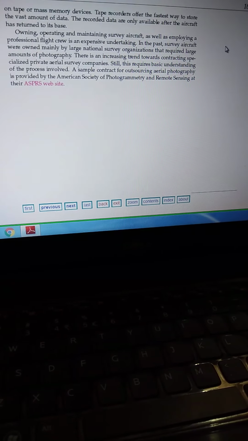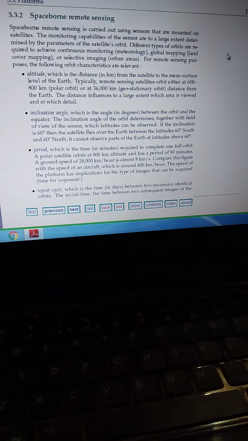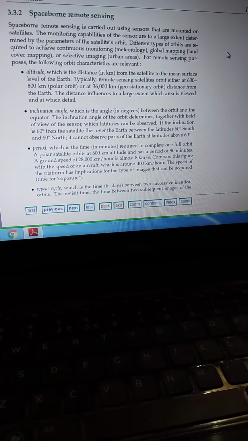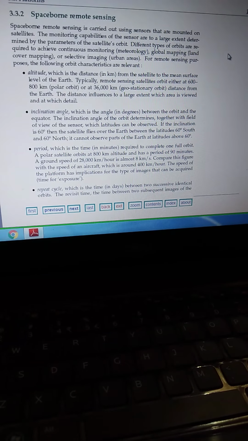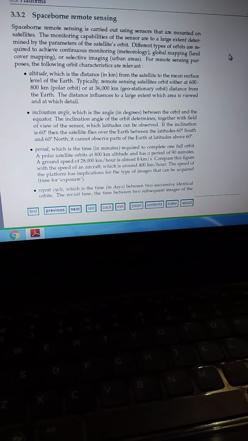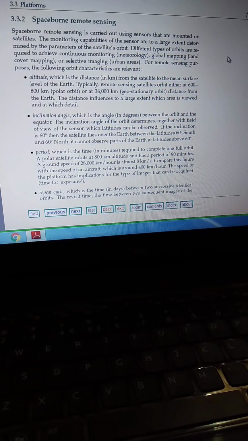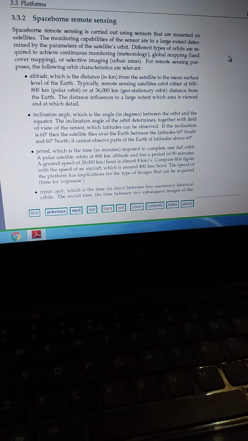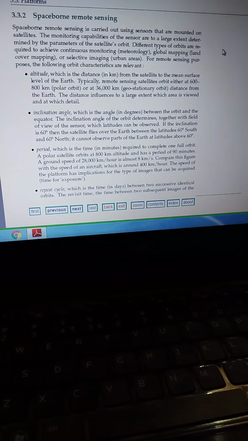Next, we will see spaceborne remote sensing. Spaceborne remote sensing is carried out using sensors that are mounted on satellites. Obviously, the monitoring capabilities of the sensor are to a large extent determined by the parameters of the satellite's orbit. Different types of orbits are required to achieve continuous monitoring. In this particular module, they have talked about the altitude, inclination angle, period, repeat cycle, different parameters related to spaceborne remote sensing.